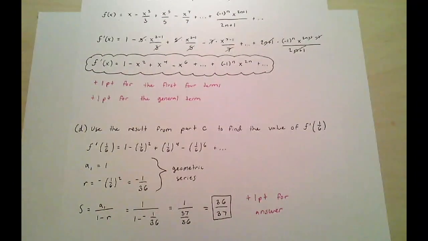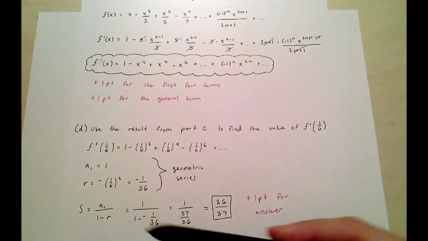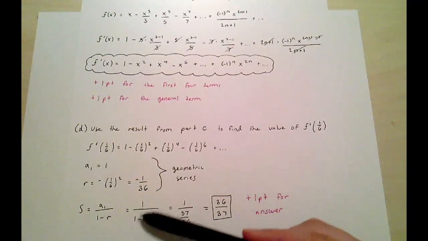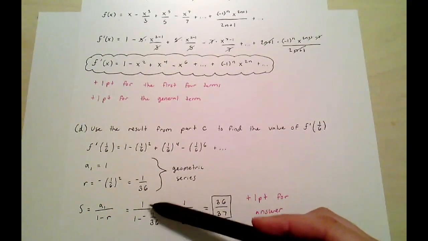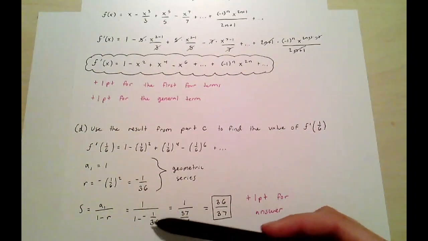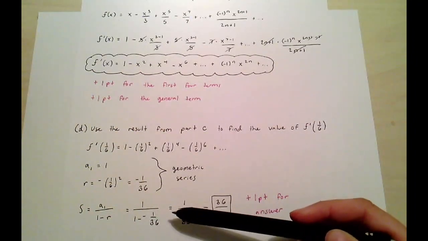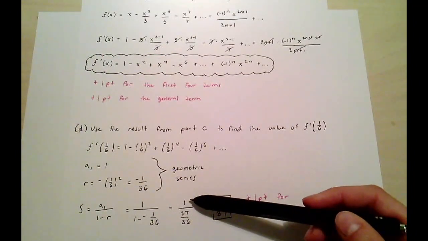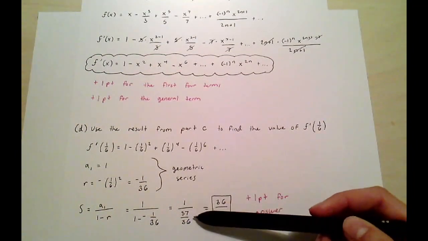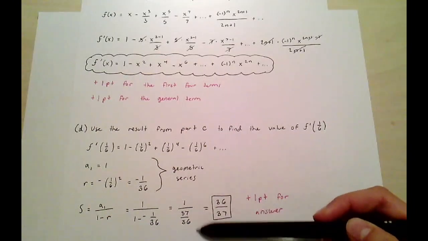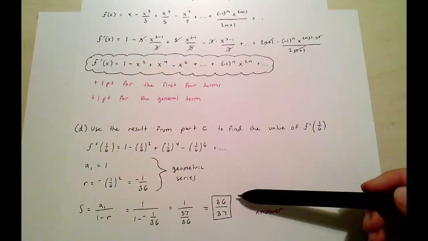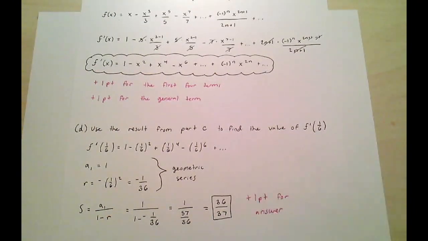So the sum is equal to a sub 1 over 1 minus r, so that means that a sub 1 is 1, so we have 1 over 1 minus negative 1/36, which is 1 plus 1/36, which also is 1 over 37/36, and if you multiply by the reciprocal, then you would get 36/37. Part D was worth 1 point just for the answer.